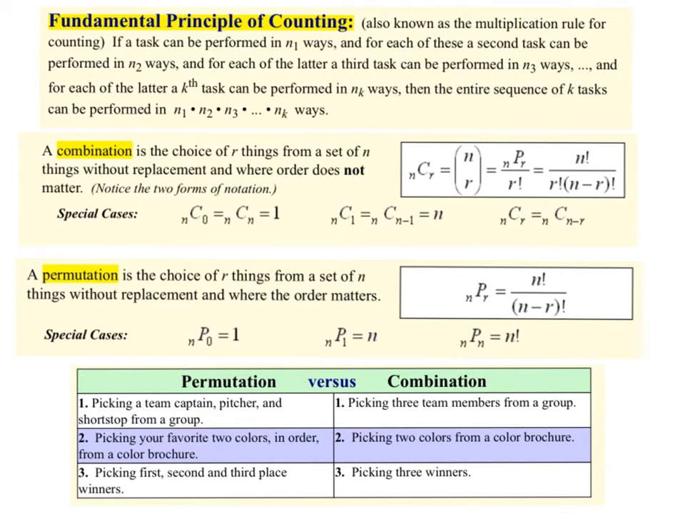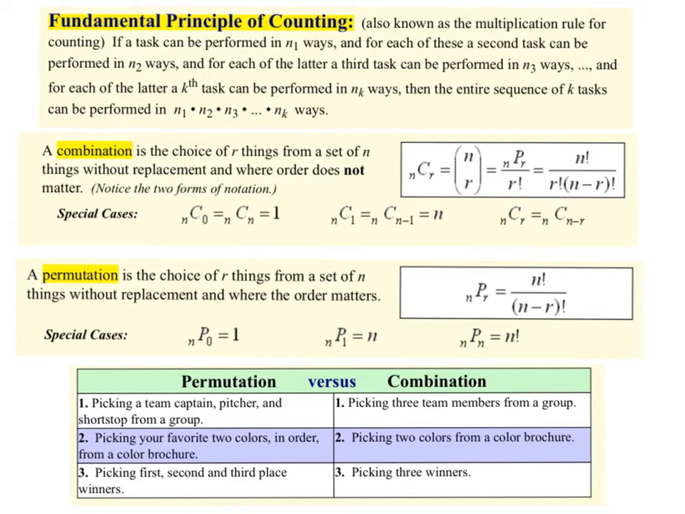So besides the fact that their equations are slightly different, the big difference between combinations and permutations is that with a combination, the order doesn't matter. So whatever you're picking, maybe it's the types of socks that you're taking out of the drawer, it doesn't matter if it goes green, red, blue. But with a permutation, the order matters.